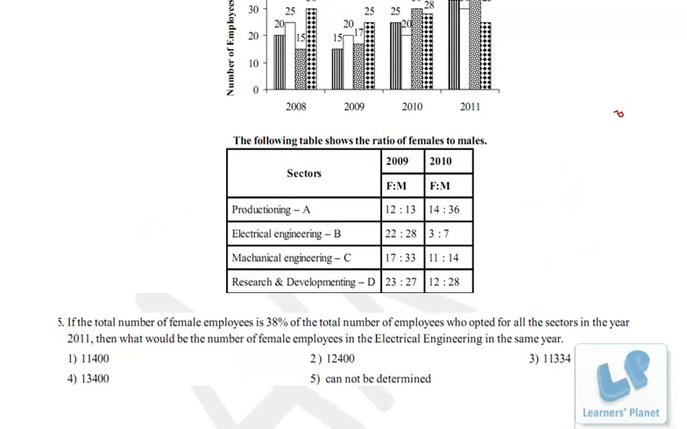Now see this question. If the total number of female employees is 38% of the total number of employees who opted for all the sectors in the year 2011, then what would be the number of female employees in the electrical engineering in the same year? Okay. Now in case of 2011, we are not given the male female ratio over here. So you cannot calculate this data.